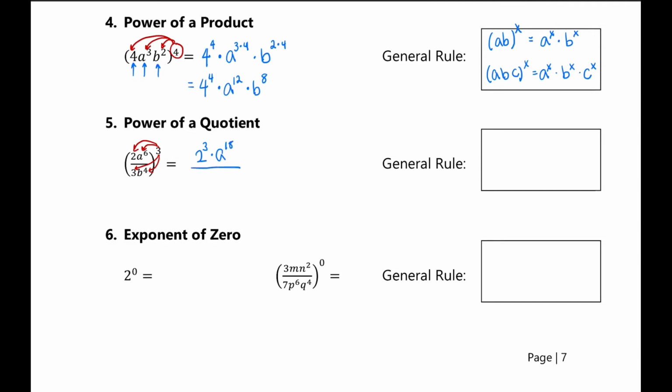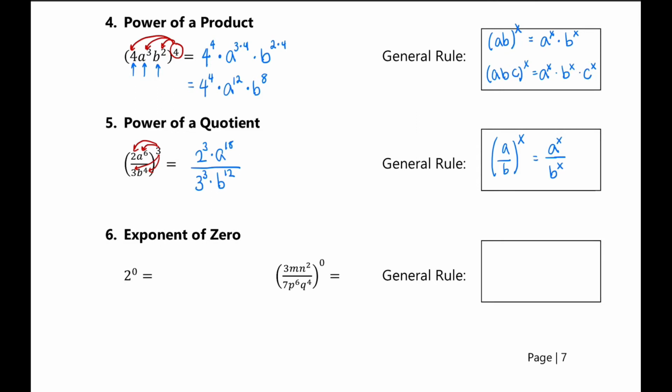And then we have that fraction bar there, and then we have 3 to the power of 3 times b to the power of 4 times 3, which is 12. So in general, if we have a quotient as a base of a power, then we can just rewrite it as a to the power of x over b to the power of x.